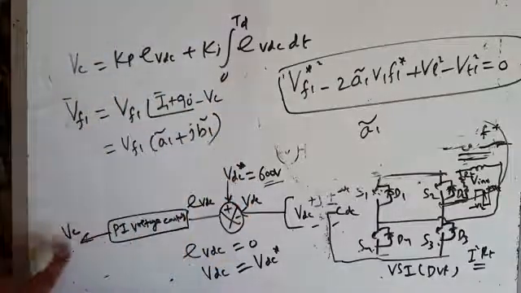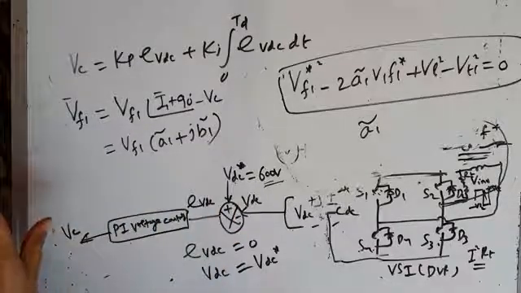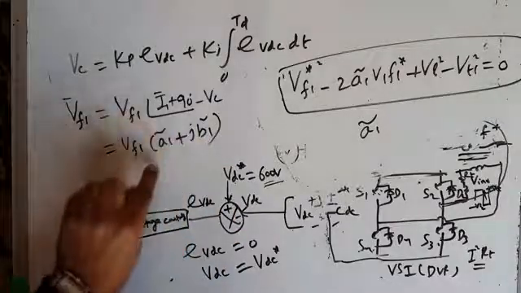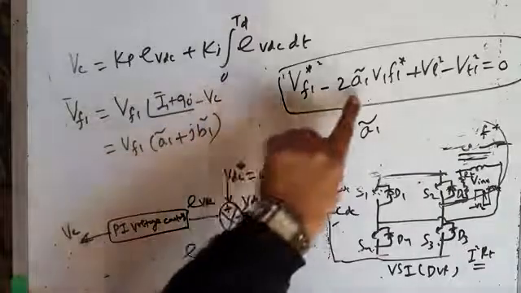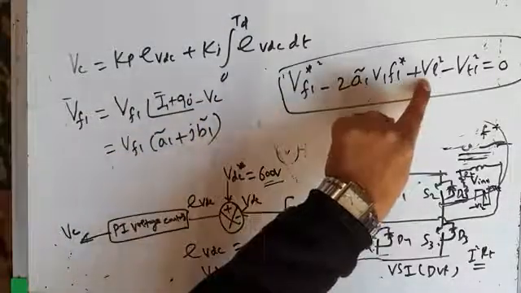And where will this VC come from? It will come from the PI voltage controller, from the feedback loop here. And it will find A1 plus jB1. A1 will come out from here. It will substitute in this equation. VL is the sensed voltage.